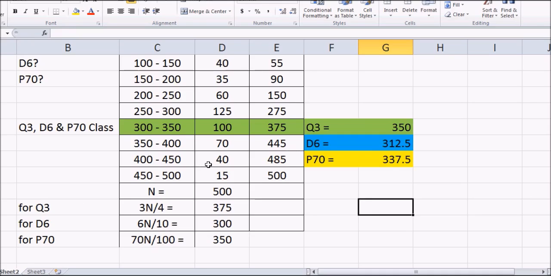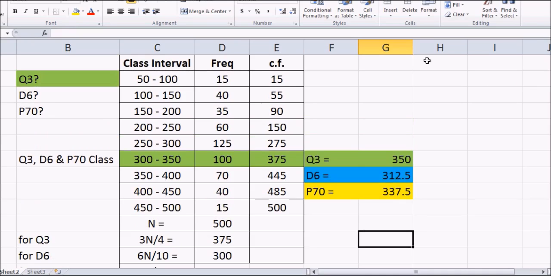Right, so these are the steps, and I think we really don't need to go through it again and again, because we have already done median and we know how to find the partition values in the same way. So that's all we have in this session.